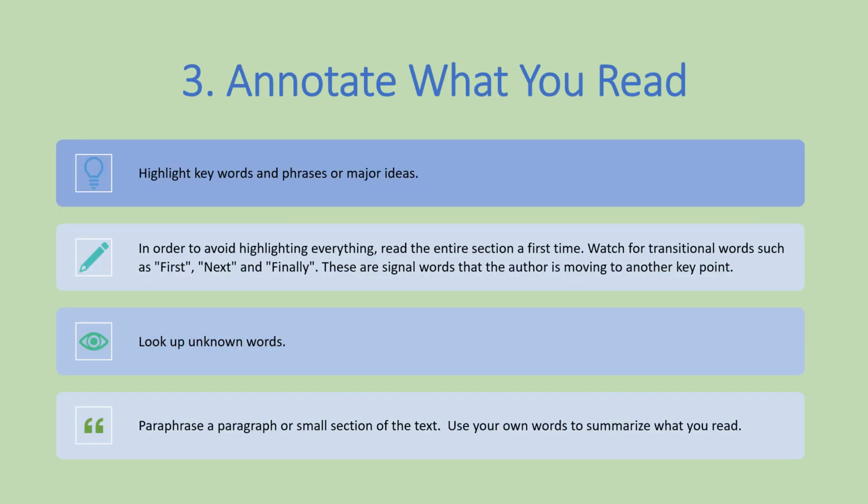The next active reading strategy is annotating what you read. So you can highlight keywords and phrases or major ideas. And in order to avoid highlighting everything, read the entire section a first time and then watch for transitional words, such as first, next, and finally. These are signal words that the author is moving to another key point. Look up unknown words and then paraphrase a paragraph or small section of the text. Use your own words to summarize what you read.